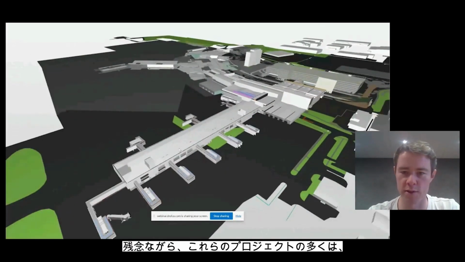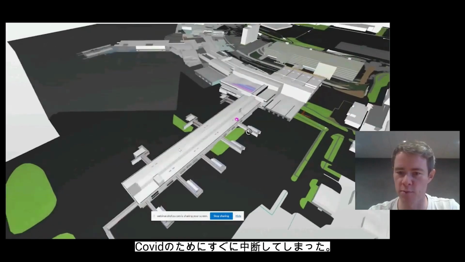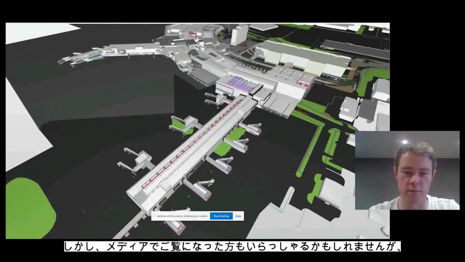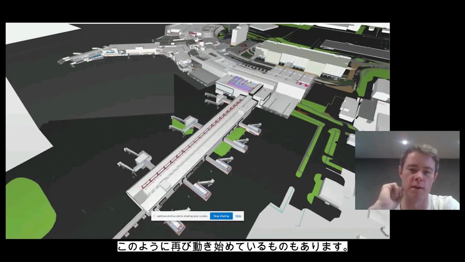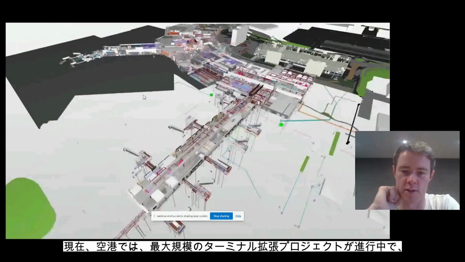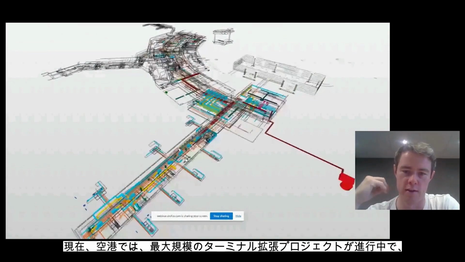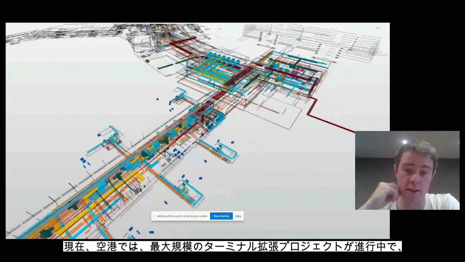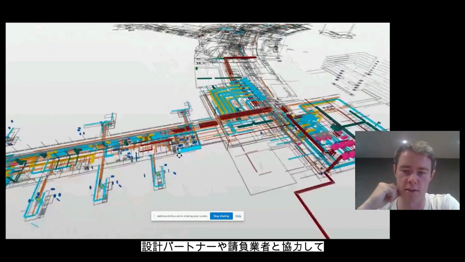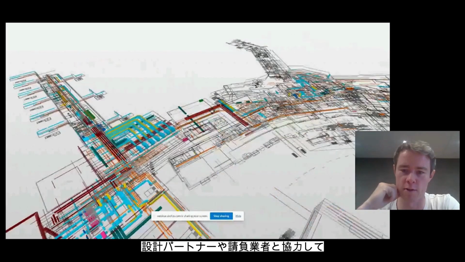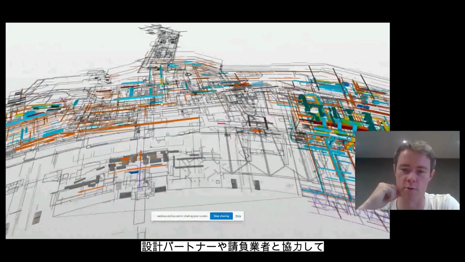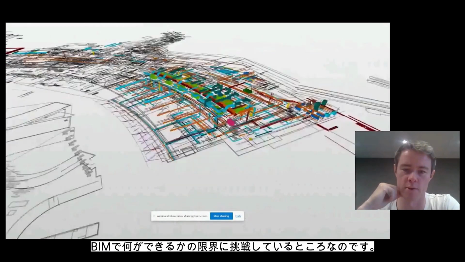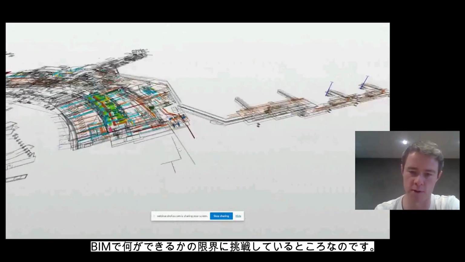Unfortunately, a lot of these projects got put immediately on hold due to COVID, but as some of you might have seen in the media, some of these are kicking off again as we speak. So it's exciting times at the airport that we're actually doing our largest terminal expansion project, and really trying to push the limits of what we can do with BIM in collaboration with our design partners and also contractors.